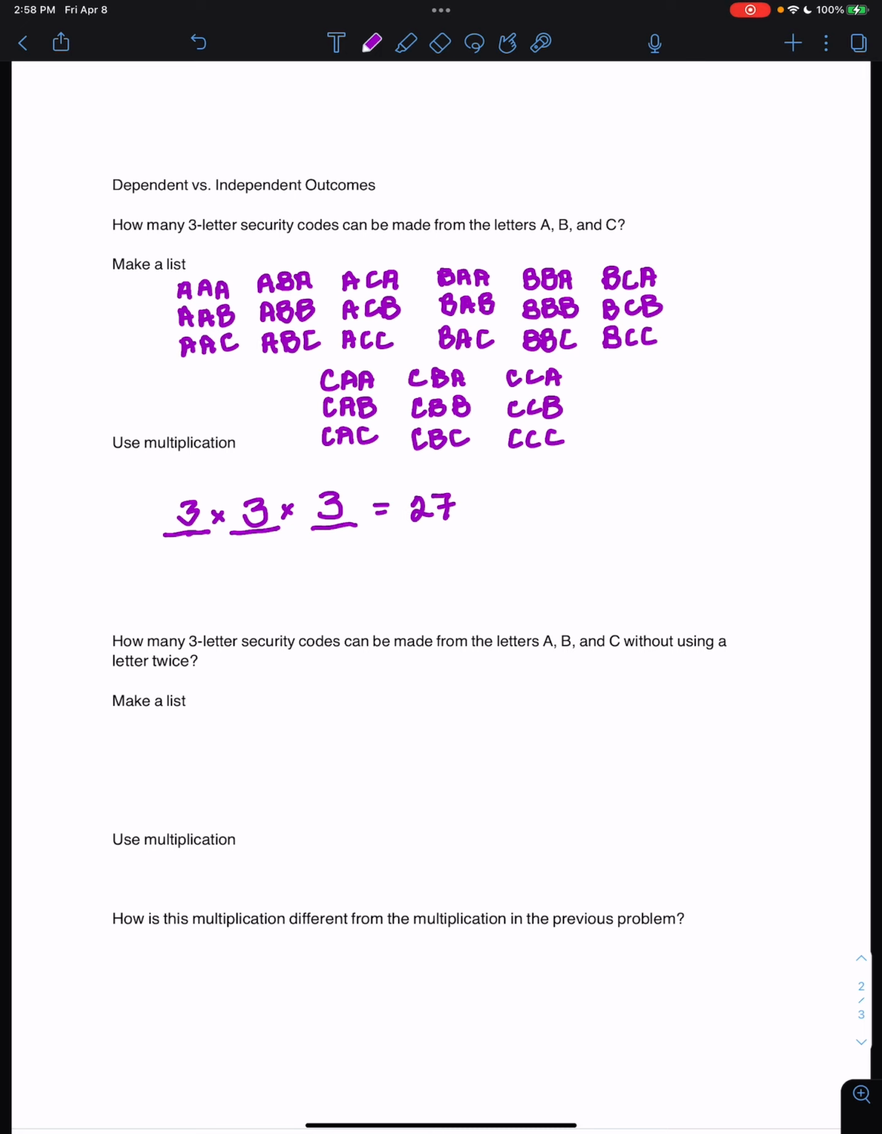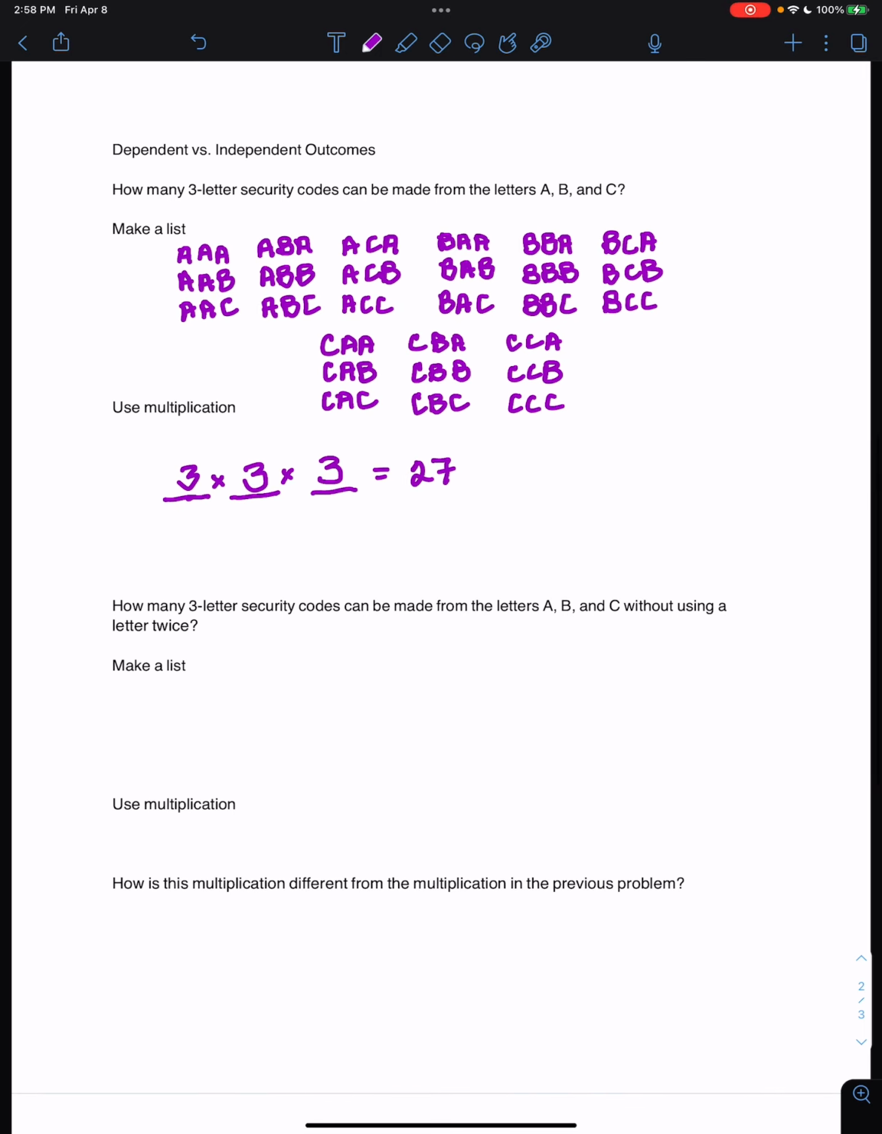Now, this isn't always the case when we are talking about outcomes. Sometimes the second choice is dependent on the first choice, and the third choice is dependent on the other two choices. Let me give you an example. So here, how many three-letter security codes can be made from the letters A, B, and C? Same as our first problem, but without using a letter twice.